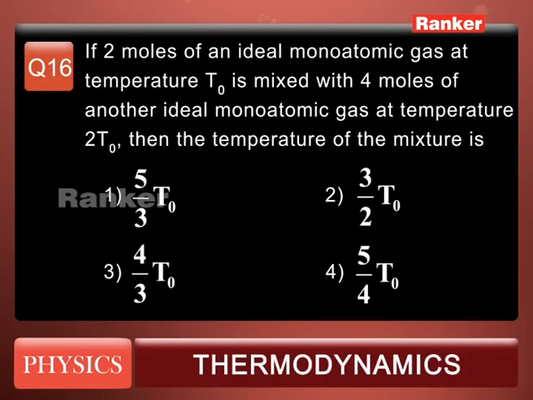Question number 16. 2 moles of an ideal monoatomic gas at temperature T0 is mixed with 4 moles of another ideal monoatomic gas at temperature 2 T0. Then the temperature of the mixture is. First option 5 by 3 T0, second option 3 by 2 T0, third option 4 by 3 T0, fourth option 5 by 4 T0. Now see how to do this one.